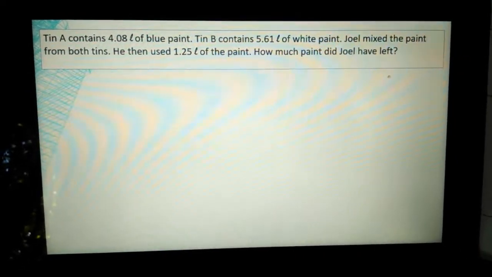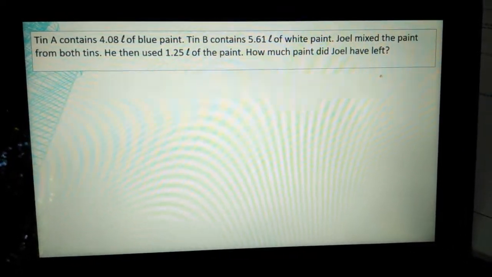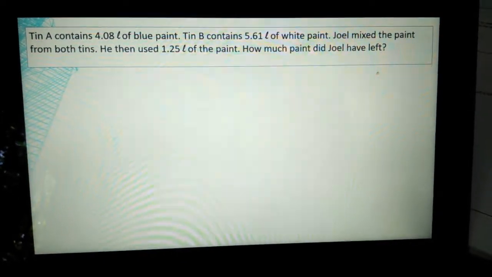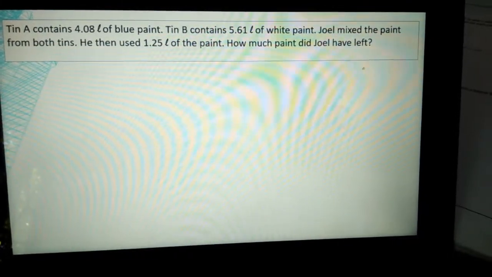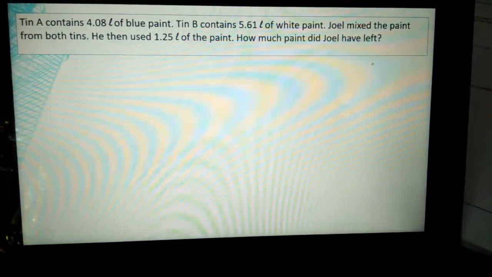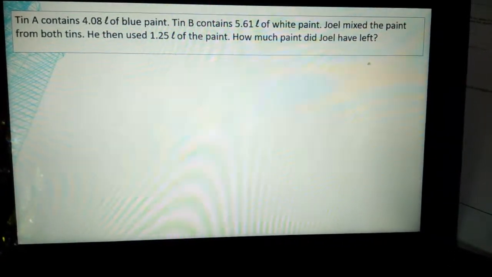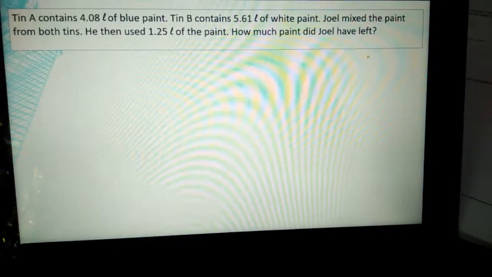Now we are going to the second example. The second example is: tin A contains 4.08 liters of blue paint. Tin B contains 5.61 liters of white paint. Joel mixed the paint from both tins. He then used 1.25 liters of the paint. How much paint did Joel have left?